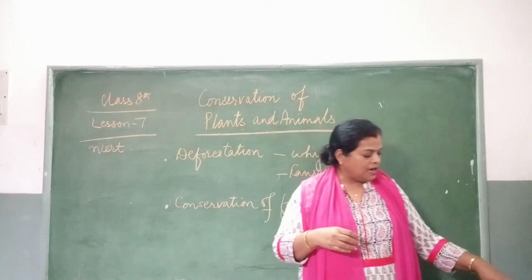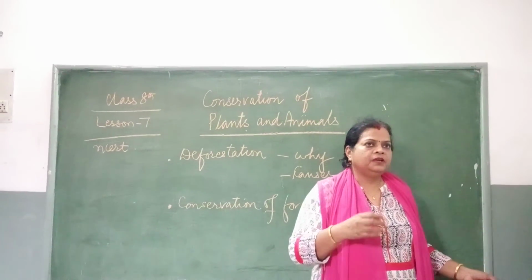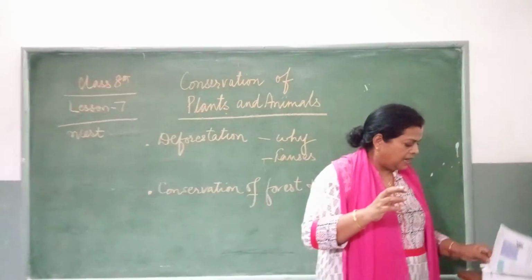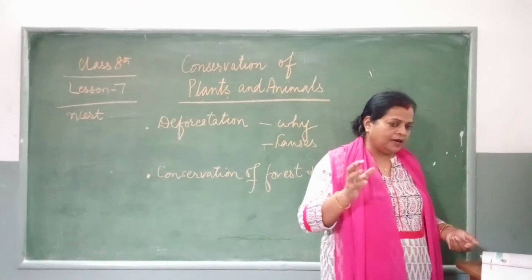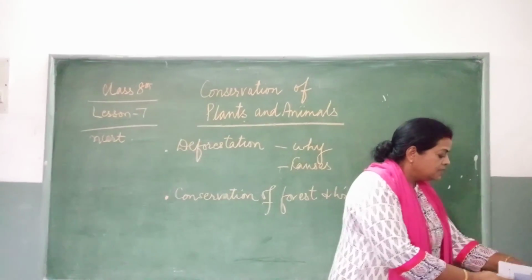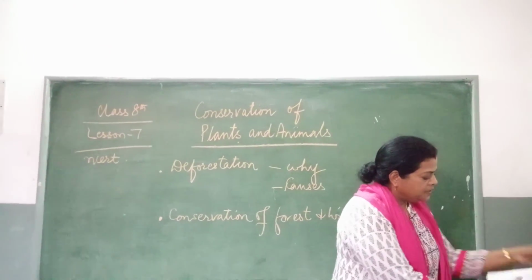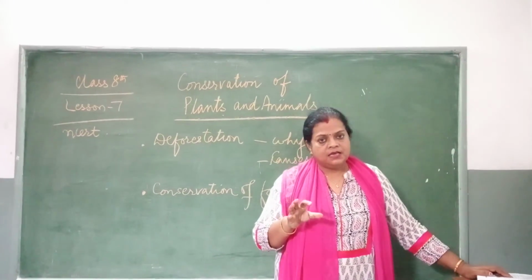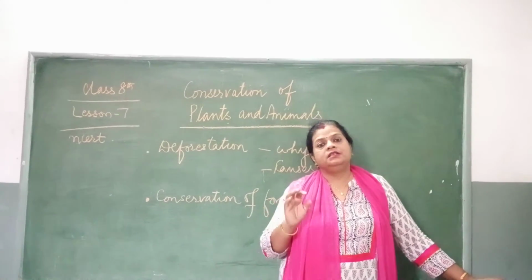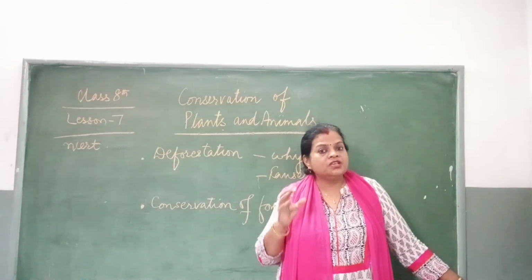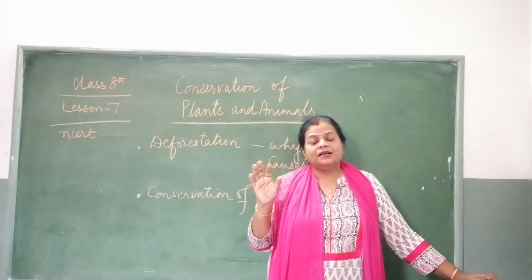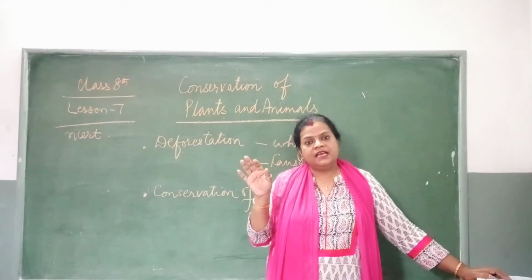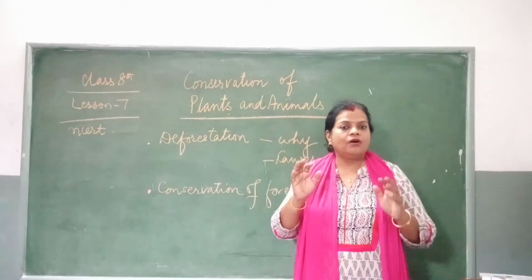The third term we come to is the Red Data Book. Now what is this Red Data Book? It is something where there is a list of endemic species, a list of endangered animals and plants. Now what are endangered animals? The endangered animals are those animals which are becoming extinct. That is, until and unless we take care of these animals, they will become extinct with time.